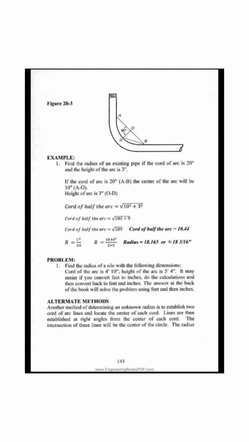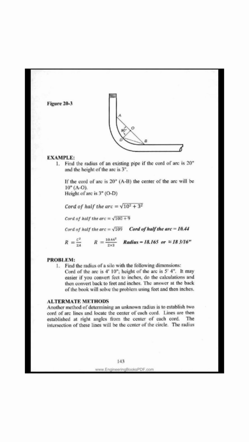Example 1. Find the radius of an existing pipe if the chord of arc is 20 and the height of the arc is 3. If the chord of arc is 20 inches, AB, the center of the arc will be 10 inches, AO. Height of arc is 3 inches, OD. Chord of half the arc equals square root of 10 squared plus 3 squared. Chord of half the arc equals square root of 100 plus 9, which is square root of 109. Chord of half the arc equals 10.44.